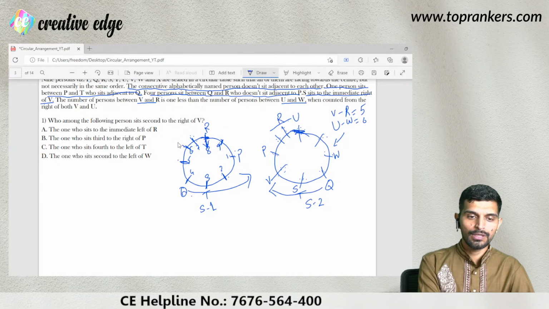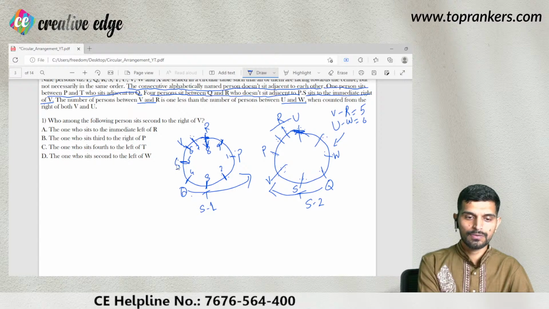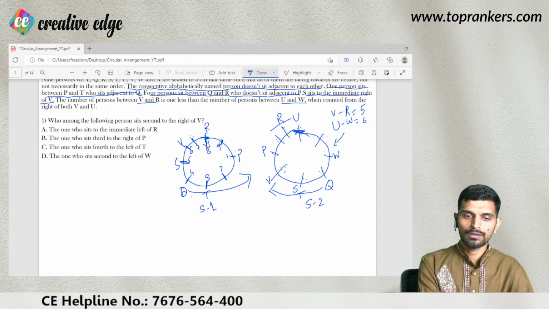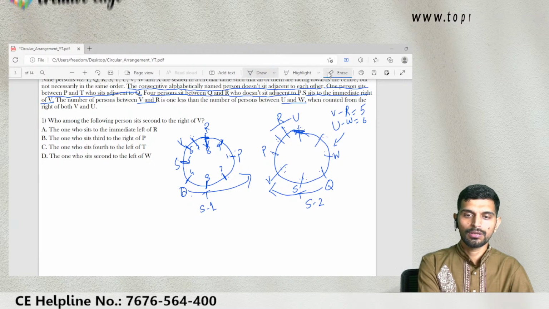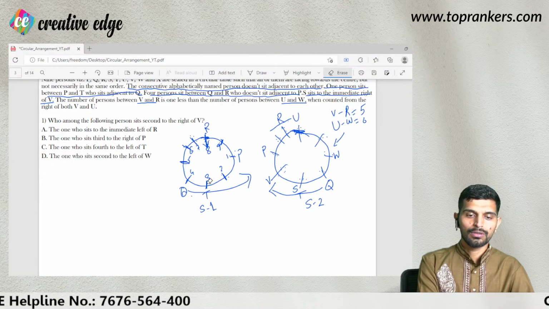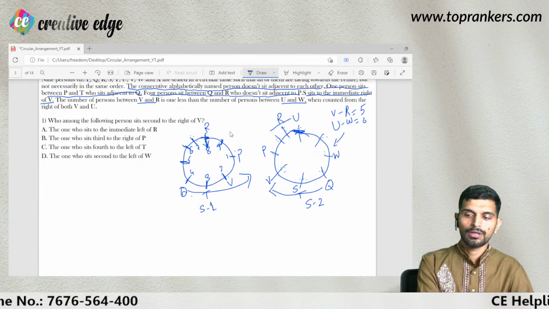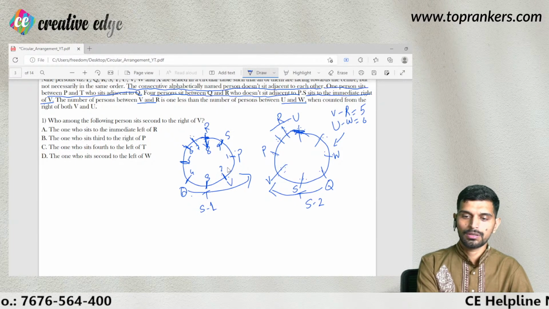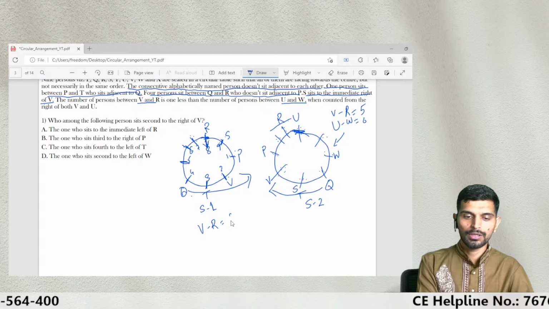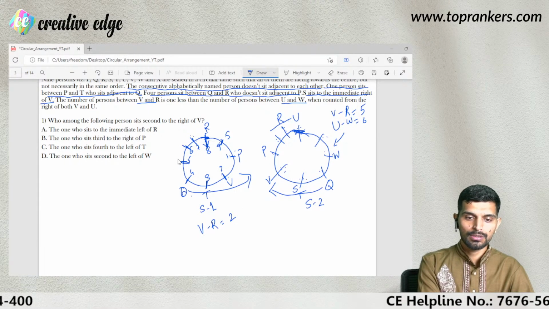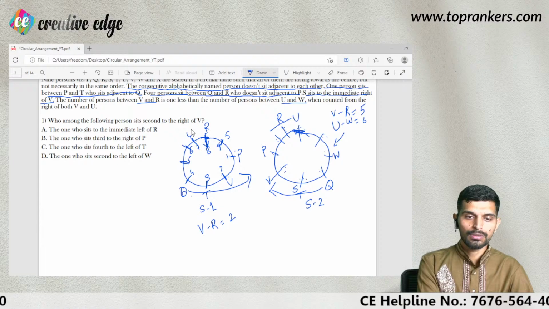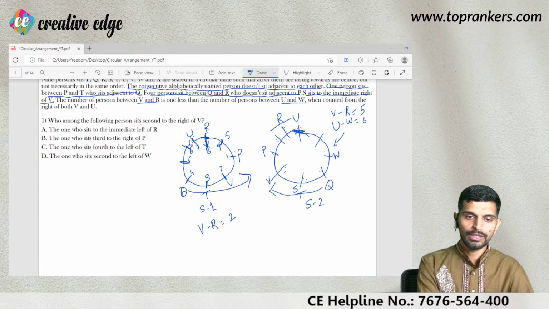So we can place V here. If we place V here, S will be here. And 1, 2, 3, 4, 5, 6, 7. That is again not possible. So we can place V here and S here. Right. So 1, 2, 2 people are there. V and R, there are 2 people in between. So if I place U here, 1, 2, I can place W. No, that is again not possible.